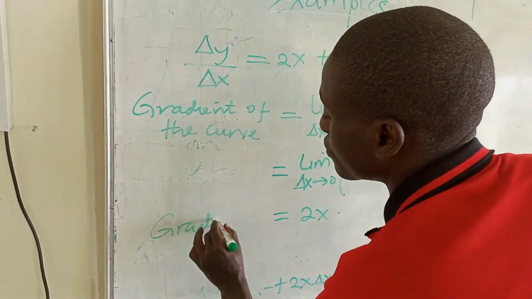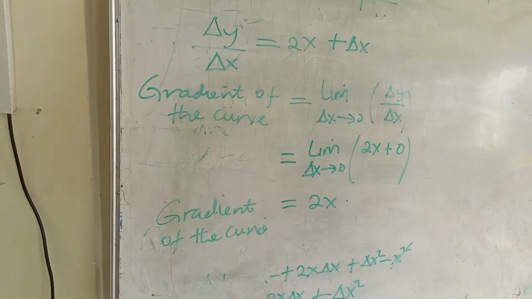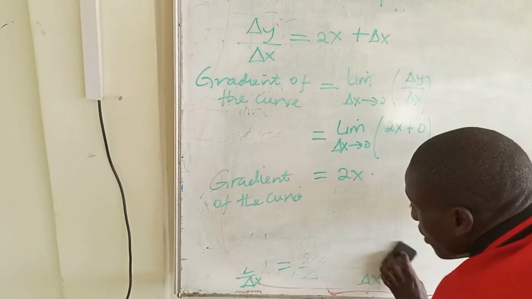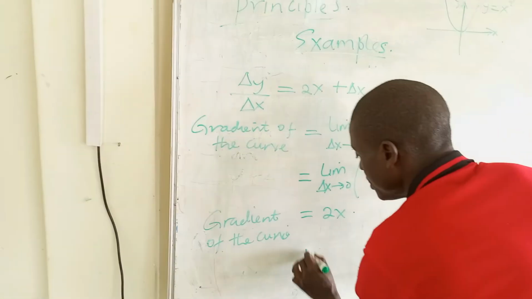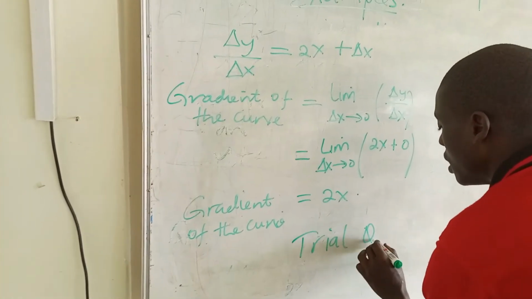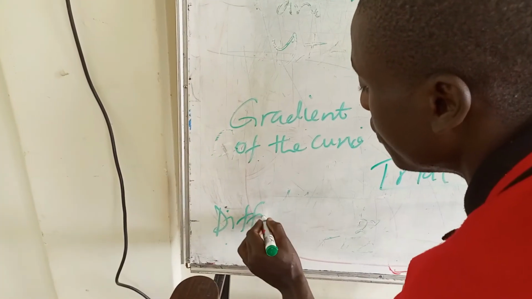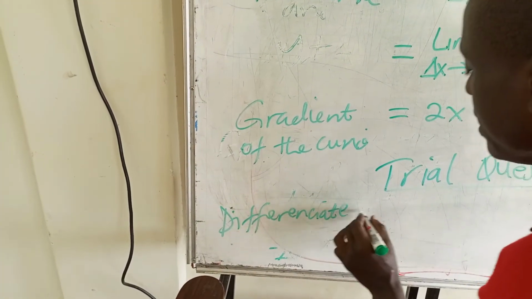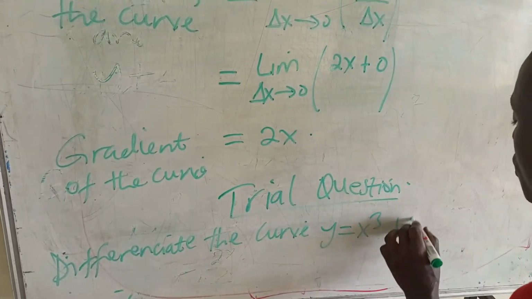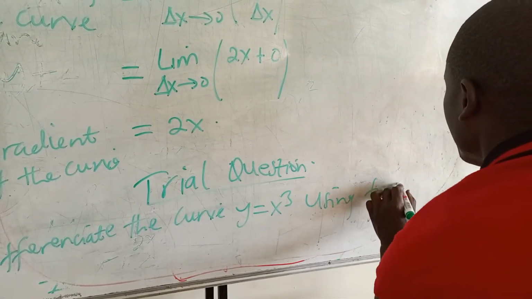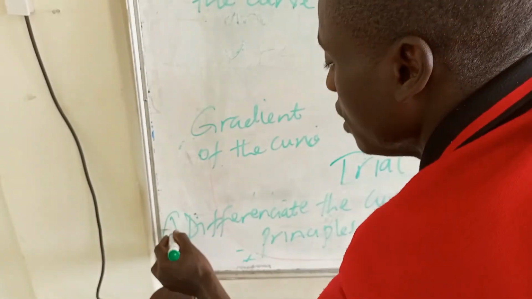So the gradient of the curve is 2x. Dear viewers, this is a trial question that you can try to solve using first principles: differentiate the curve y is equal to x cubed using first principles.